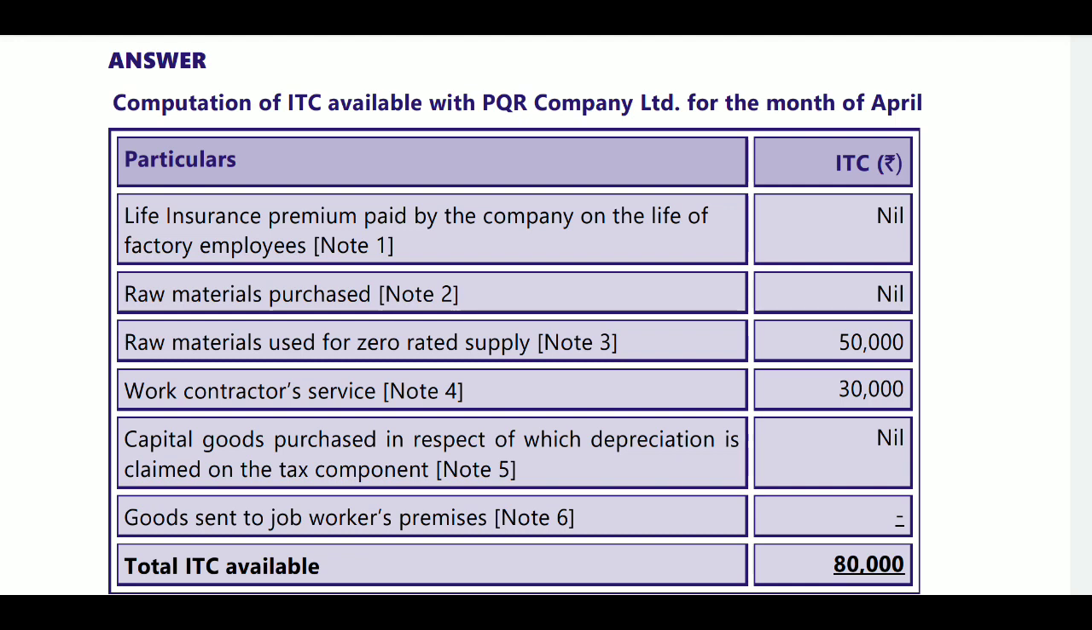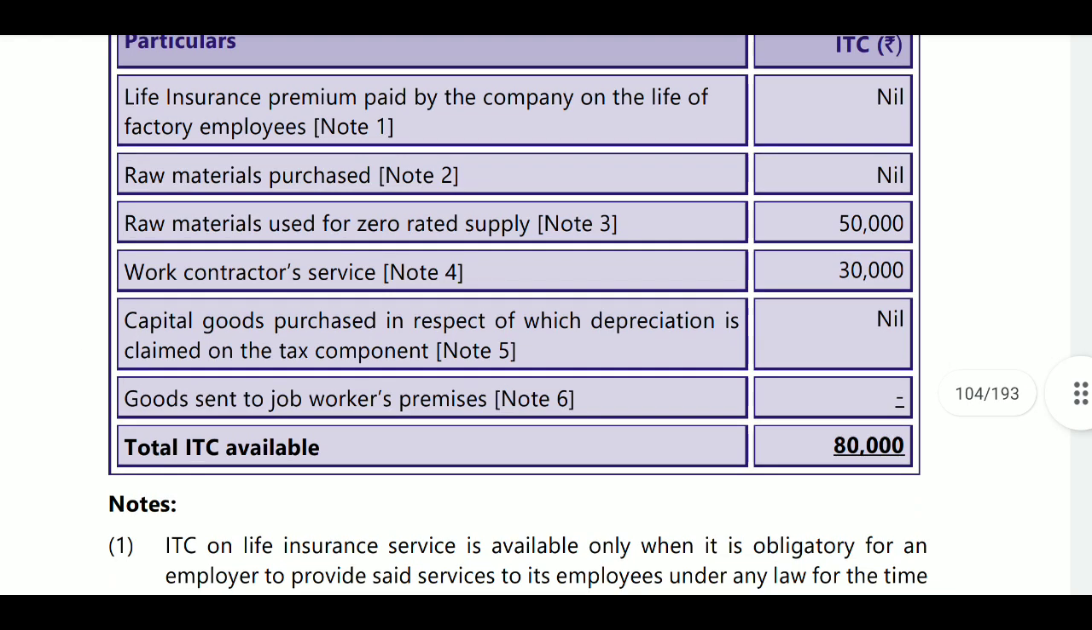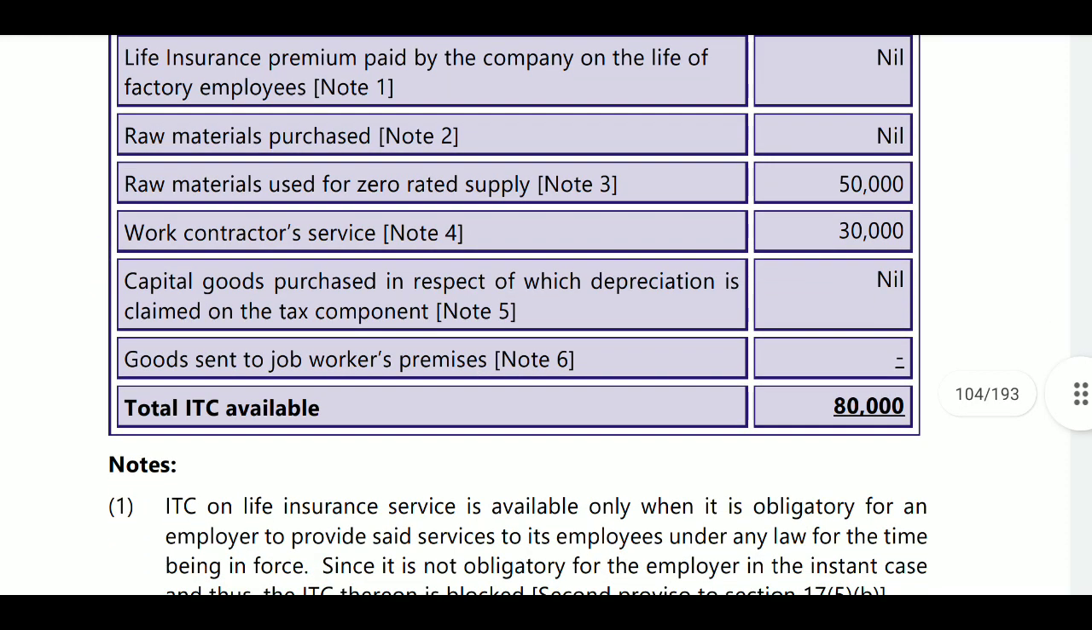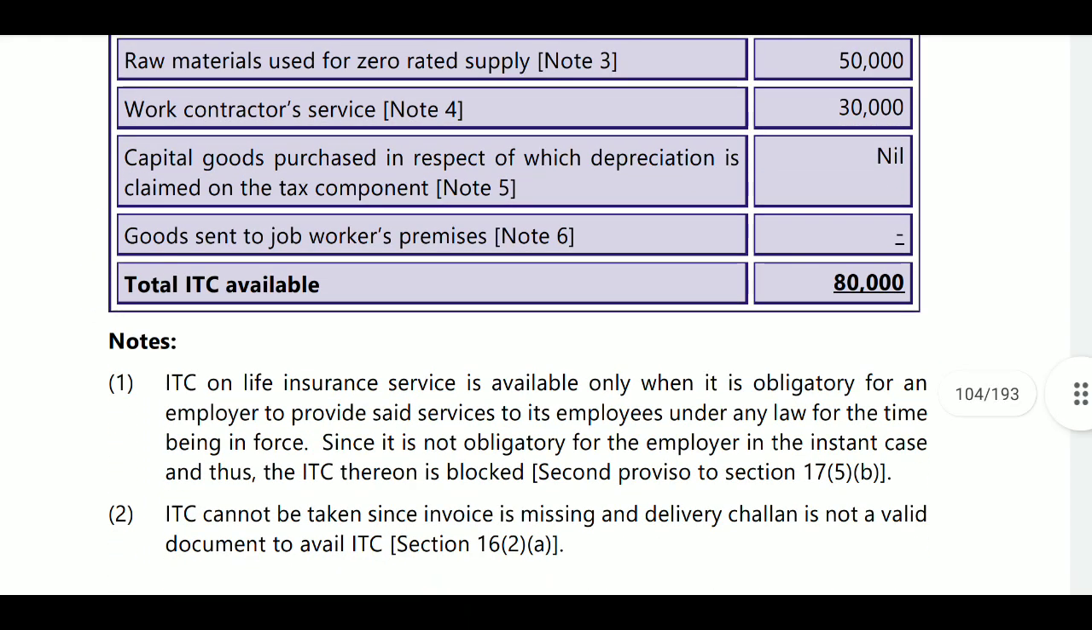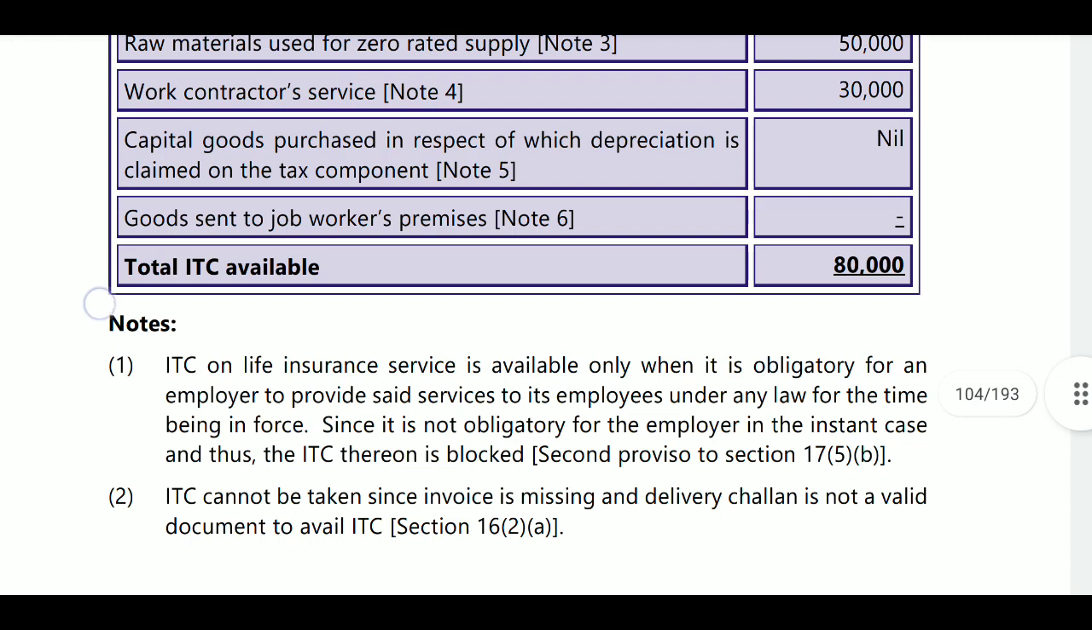Life insurance premium paid by the company for life insurance of factory employees is not allowable. Note 1. Raw materials purchased. Note 2. Not available. Raw materials used for zero rated supplies is allowable. 50,000 is allowable. Works contract services, this is related to repairs, so 30,000 is allowable. Capital goods purchased in respect of which depreciation is claimed on the tax component is not allowable. Goods sent to job worker's premises, note 6, is not allowable. Total ITC available will be 80,000.